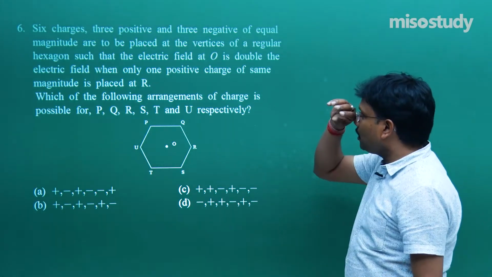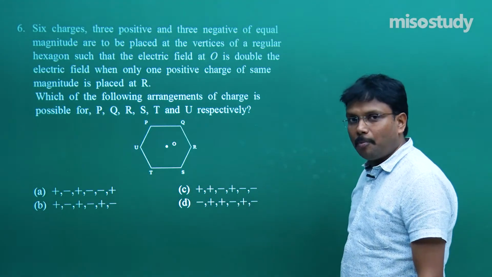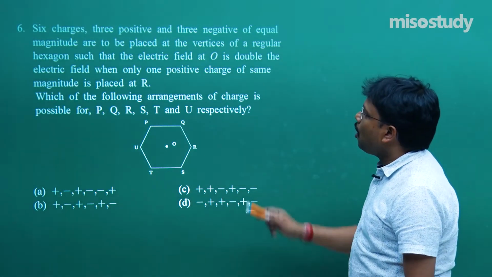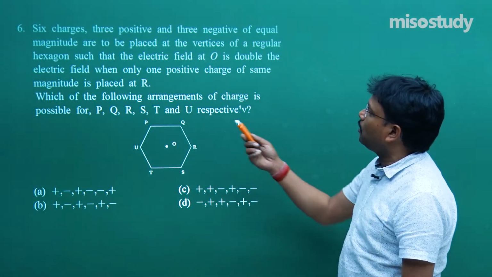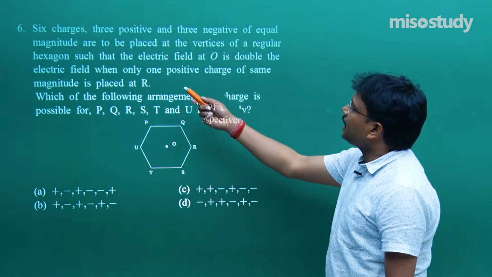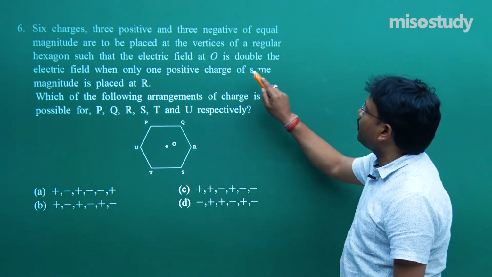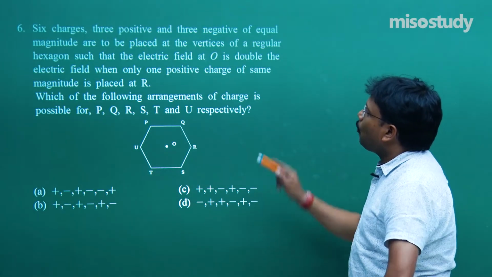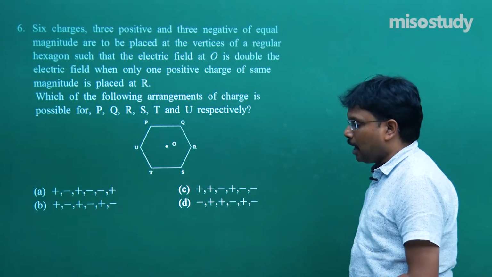Now, 6 charges. The diagram is given in the problem. 6 charges, 3 positive, 3 negative of equal magnitude are to be placed at the vertices of a regular hexagon, such that the electric field at center O is double the electric field when only one positive charge of the same magnitude is placed at R.